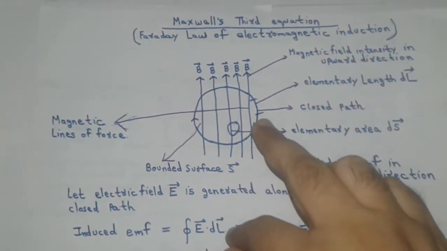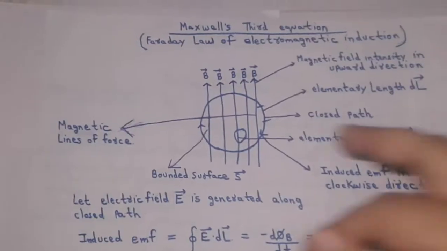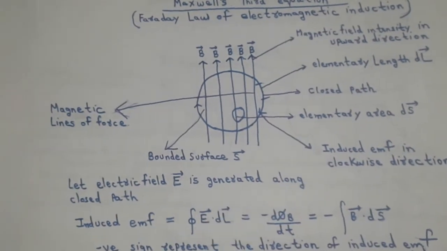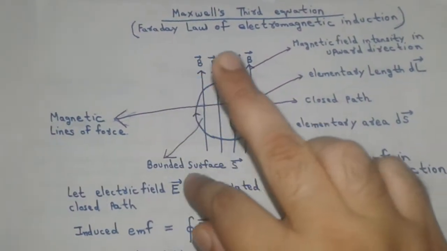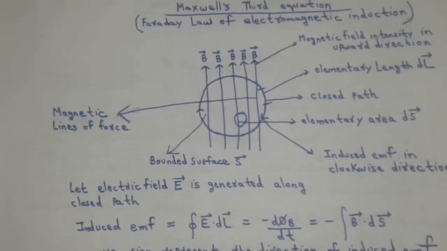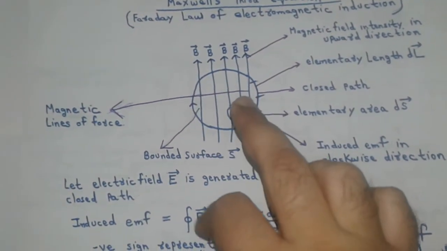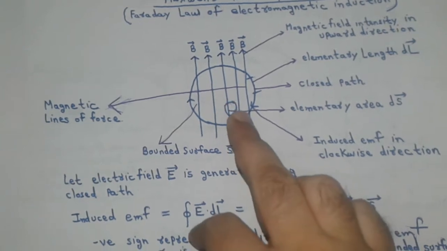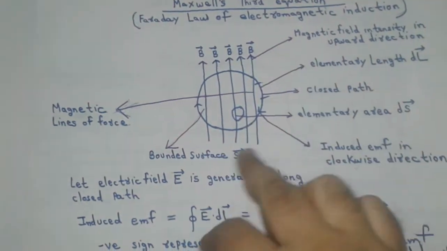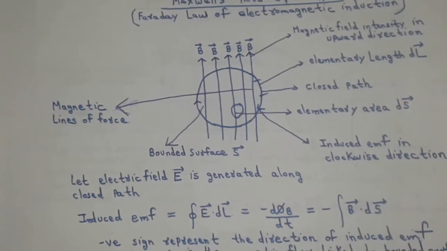Let dl be the elementary length and E the electric field along the closed path. Then the induced EMF generated along elementary length dl will be E dot dl. Hence the induced EMF generated along the closed path will be the closed integral of E dot dl. Let ds be the elementary area in the bounded surface S. Then the magnetic flux linked with the elementary area ds will be B dot ds. So the total magnetic flux linked with the bounded surface S will be the integral of B dot ds.